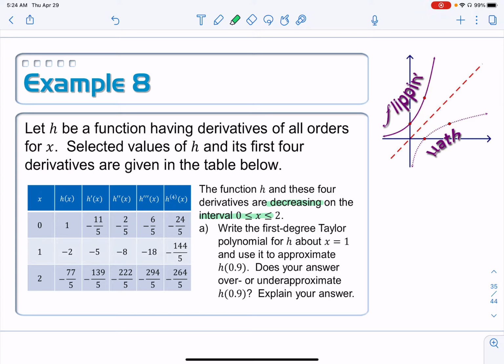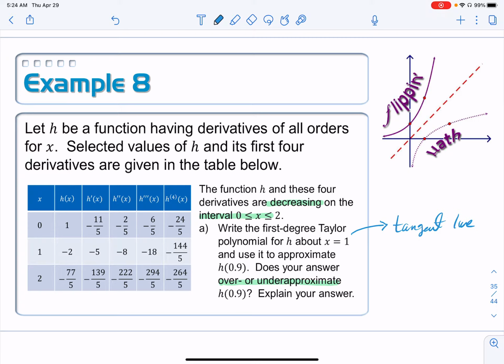Find the first degree Taylor polynomial for h about x equals 1 and use it to approximate h of 0.9. Does your answer over or under approximate that value? There you go. Over, under, approximating, and explaining your answer. So first up, we have a first degree Taylor polynomial, which means we are writing essentially just a tangent line.